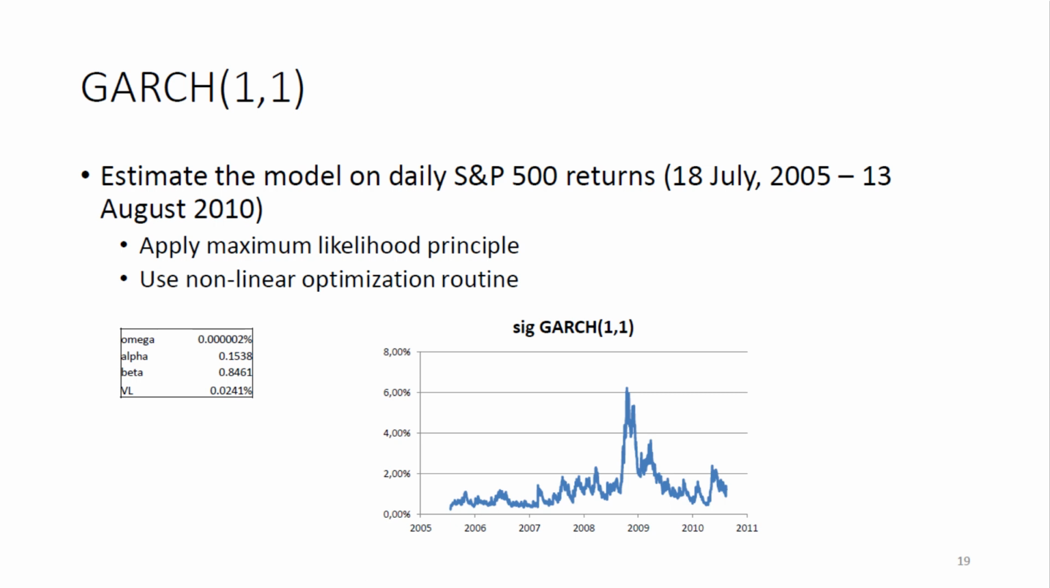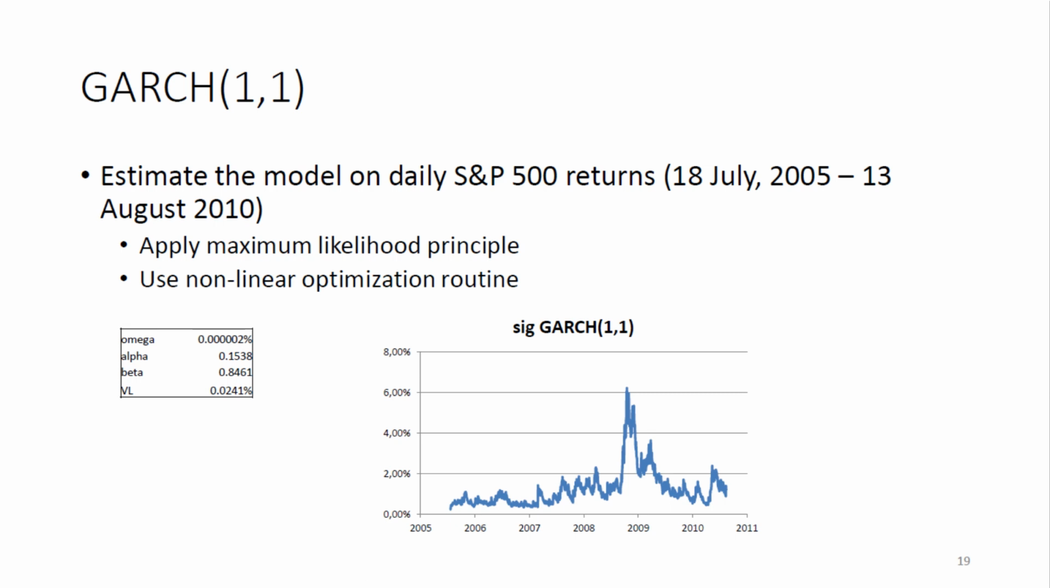So I've done that. I've looked at the S&P 500 daily returns from July 18, 2005, to August 13, 2010. I applied that maximum likelihood principle, took care of the scaling, took care of the positivity constraints and the stationarity constraints. You could use a nonlinear optimization routine. Excel has one. I wouldn't say it's the best one, but there are other software packages that do have that. And once I've estimated these values, you see that the omega appears as 1 minus alpha minus beta times the long-term variance.